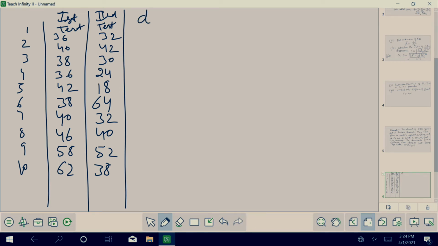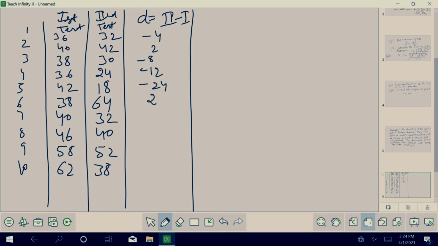So now we need to calculate D. D means difference. Second minus first. So the difference is minus 4, 2, 8, minus 8, minus 12, minus 24, 26, minus 8, minus 8, minus 6, sorry, plus 6, minus 6, and this is minus 24, right.